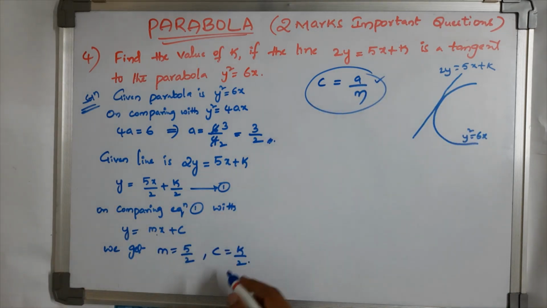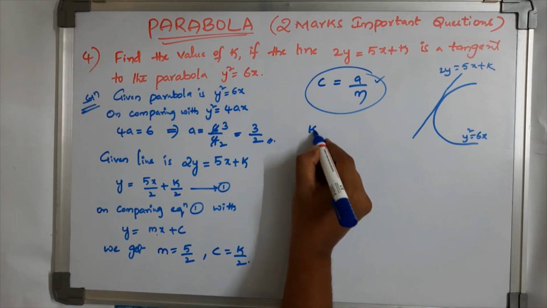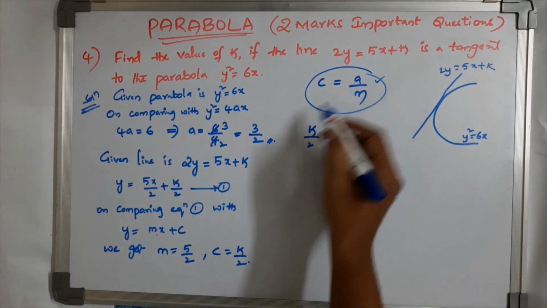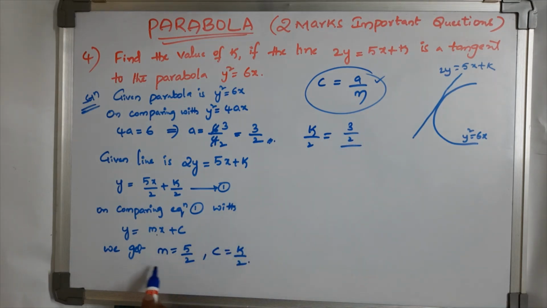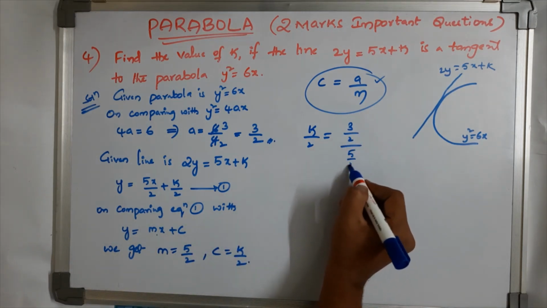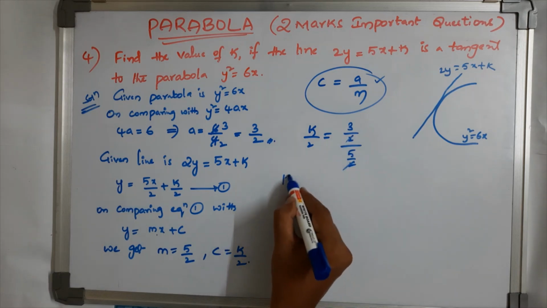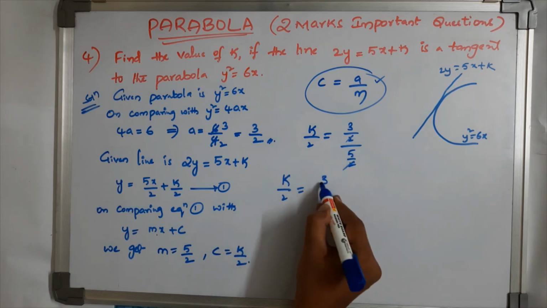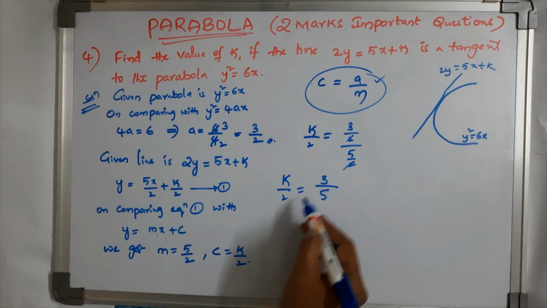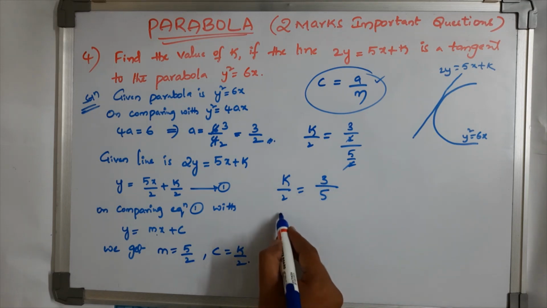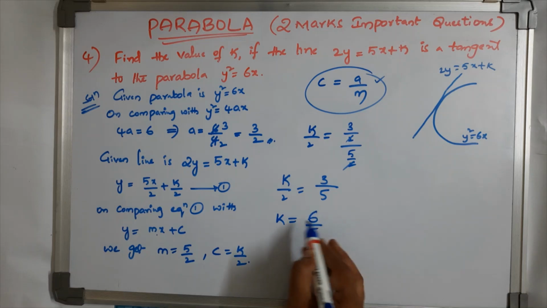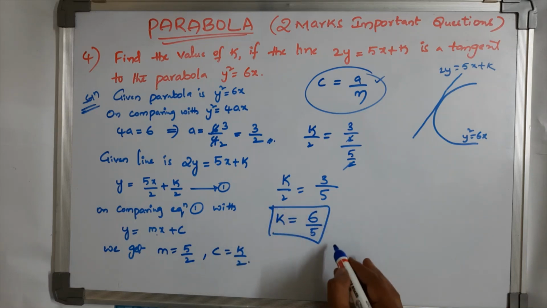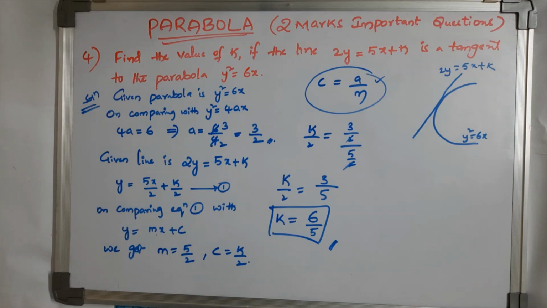Right. What is the value of k? Sorry, what is the value of c? k by 2 is equals to a value is 3 by 2 and m value is 5 by 2. 2 gets cancelled. k by 2 is equals to 3 by 5 and do the cross multiplication. k is equals to 3 into 2 is 6 by 5. This is the way you are going to find the value of k, right?